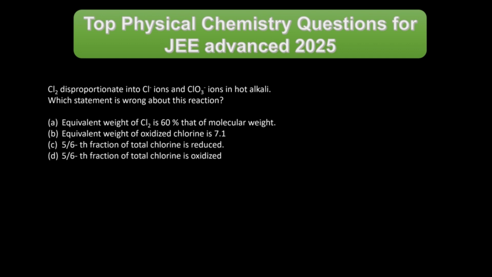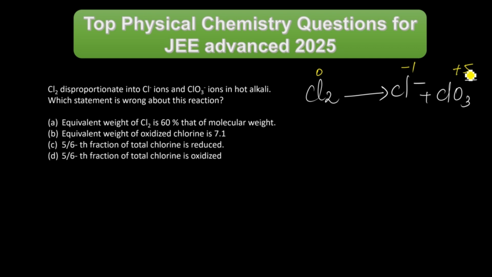Moving on to the next question. Cl2 disproportionates into Cl minus ions and ClO3 minus in hot alkali. They are asking for the wrong statement about this reaction. Okay, this is a disproportionation reaction. Okay, so Cl2 disproportionates as Cl minus plus ClO3 minus. Okay, so what are the oxidation state changes? That is 0 oxidation state to -1 and +5.